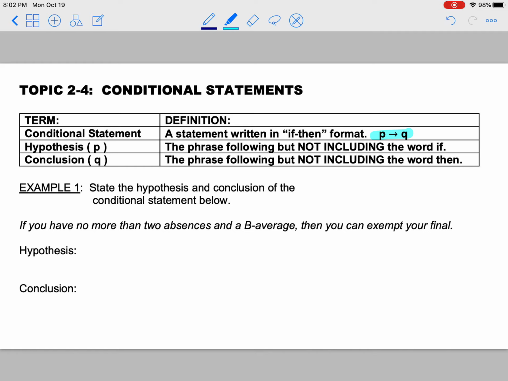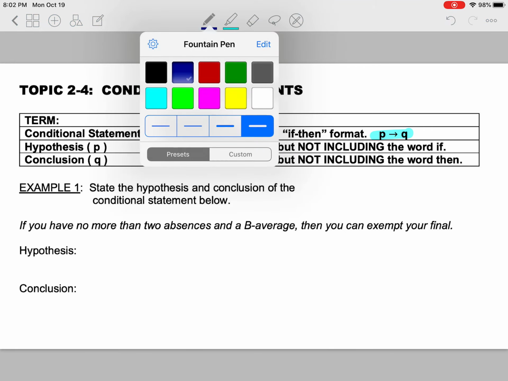The first part of that statement, the P, represents the hypothesis. That is the if part, but look at the definition. It's the phrase following but not including the word if. So it's the part after the word if. The second part of that statement, the Q, is the conclusion. It is the part that is following the word then. So if we look at this first statement here, if you have no more than 2 absences and a B average, then you can exempt your final.